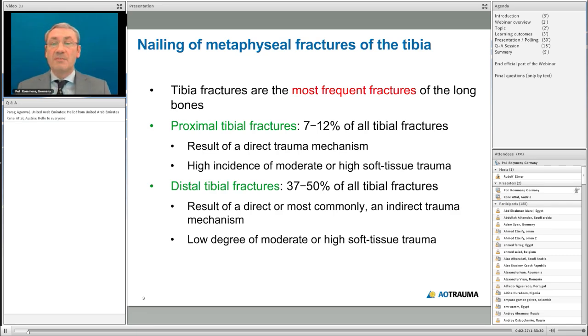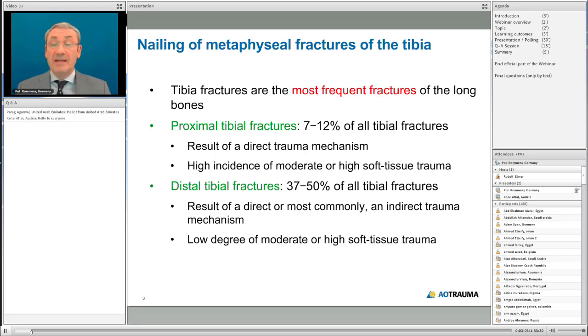Tibia fractures are the most frequent fractures of the long bones. We distinguish between proximal fractures, shaft fractures, and distal fractures. Proximal fractures are rather uncommon. They represent 7 to 12% of all tibial fractures. Most commonly, they are the result of a direct trauma mechanism, and therefore they have a high incidence of moderate or high soft tissue trauma.